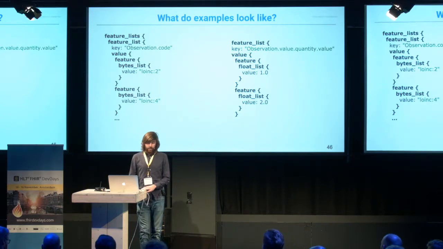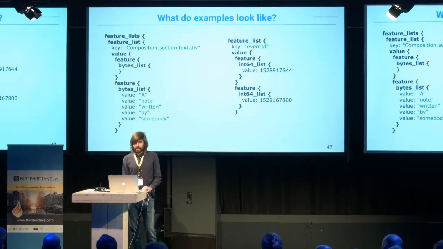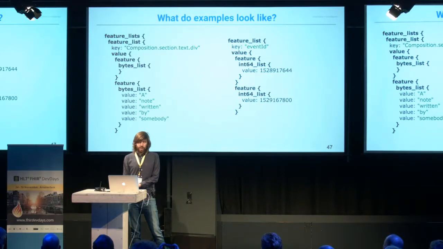They need to match up time step-wise. So the first feature in observation.code happens at the same time as the first feature in value quantity. If you have something like a note, all the words in the note are just concatenated in this list. If you don't have a feature at a specific time step, then that list is just empty. For example, if there was an observation at this time step but no composition, then that composition would be empty at that time step.